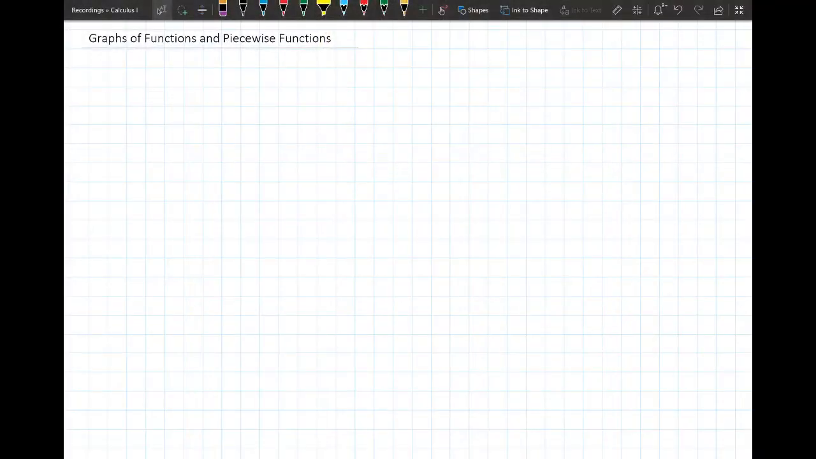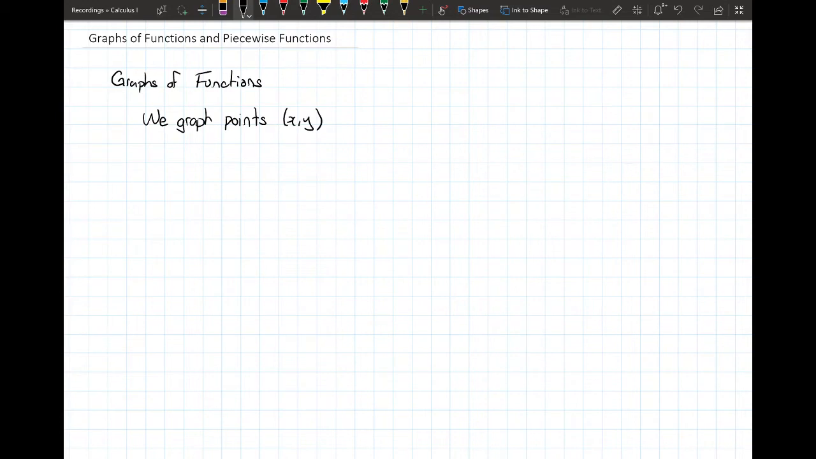So let's start off with, what is a graph? We're looking at the graph of a function. Well, a graph is a bunch of points. And these points are in the form of ordered pairs, x comma y, where y is the output of our function, f of x. So y is equal to the output, f of x.